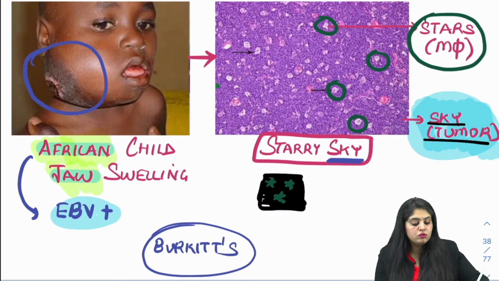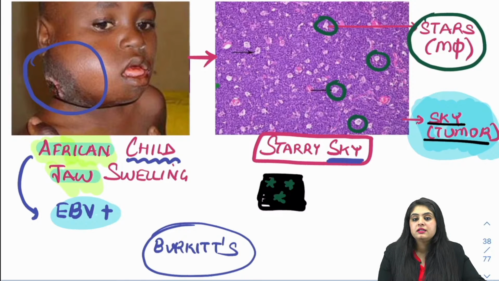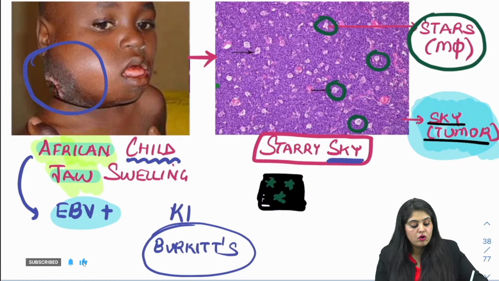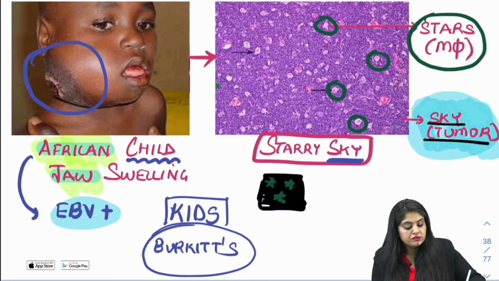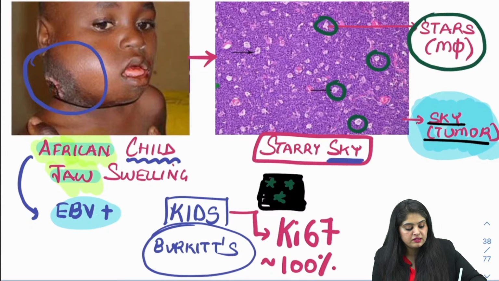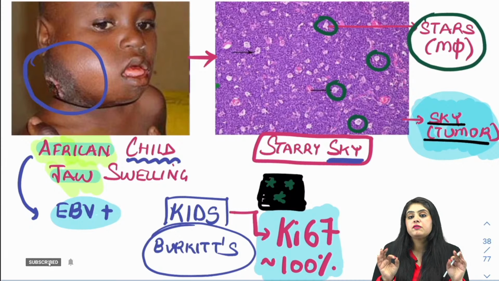One more thing, did you notice this was an African child? They never tell you some 40-50-year-old person. They will always tell you some 10-11-year-old child, because Burkitt's is very commonly seen in kids. And why did I tell you that Burkitt's is seen in kids? Because you will remember Ki for kids, and remember Ki67 is 100%. There is a marker for Burkitt's, that is Ki67, that is 100%. So how will you learn it? Ki will remind you of kids. So Ki67, in the kids' lymphoma, it's going to be positive. It is going to be 100%.